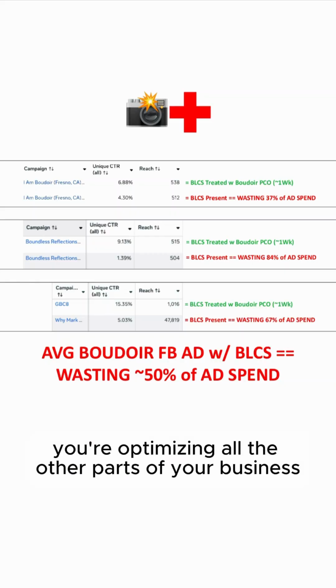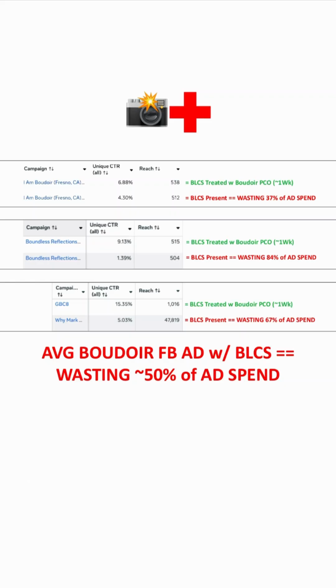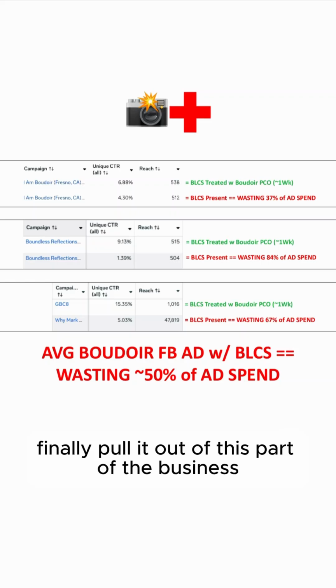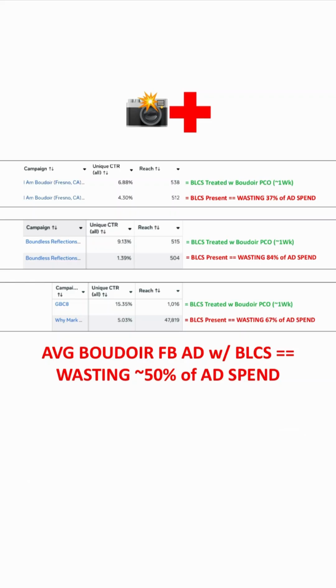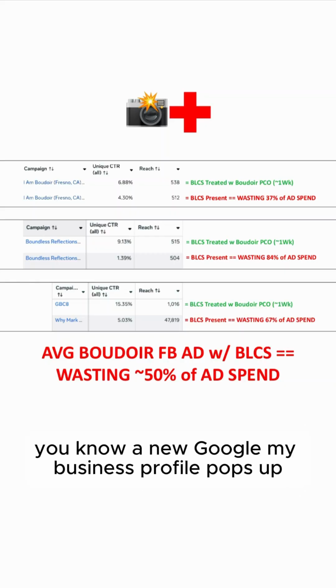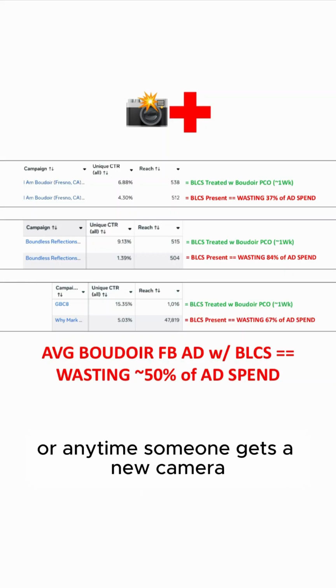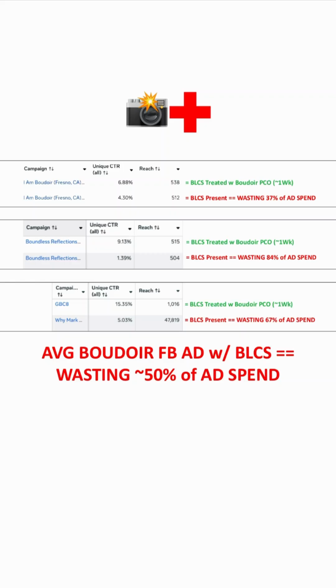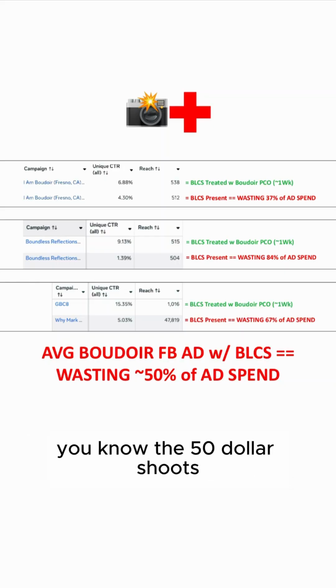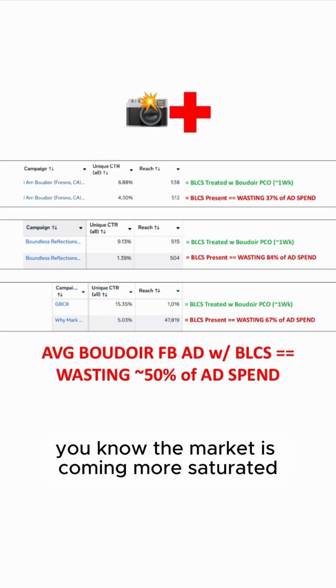And you're optimizing all the other parts of your business, pulling money out now. You decide you're ready to finally pull it out of this part of the business because you see more women joining. Seems like anytime anyone gets a new phone, you get more boudoir photography. A new Google My Business profile pops up, or anytime someone gets a new camera, there are more posts in the mom groups for the $50 shoots. So the market is becoming more saturated.